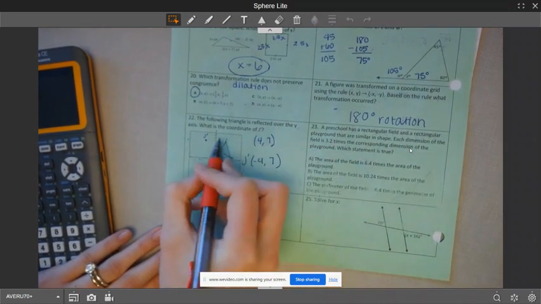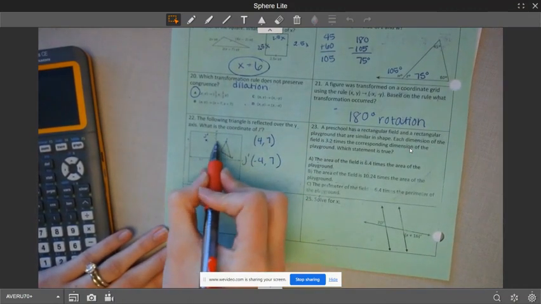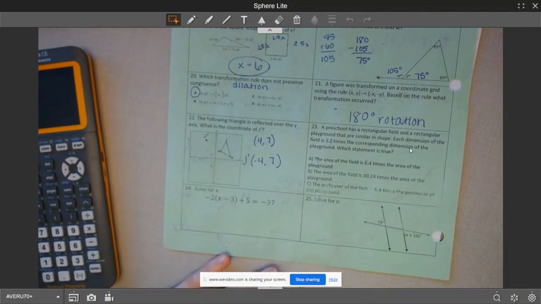You can even notice it's the same distance away from the y-axis. This is 1, 2, 3, 4. This is 1, 2, 3, 4.